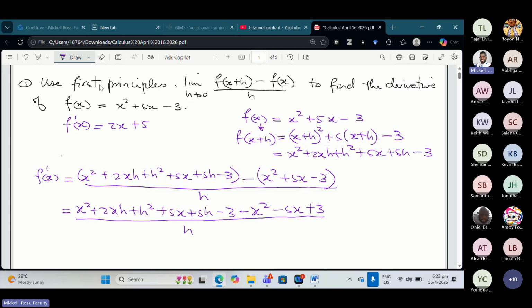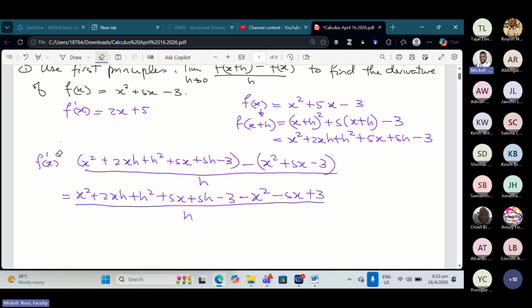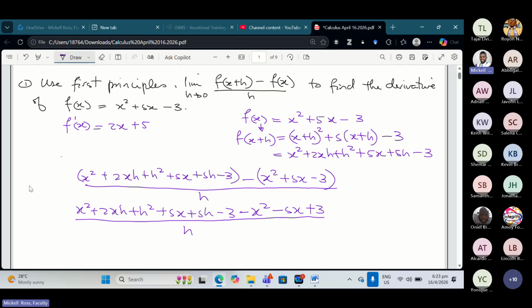Oh, sorry. Notice what I forgot in this. I didn't write the limit. I just started solving. So my apologies. You know, sometimes when you're excited to solve a problem, the limit as h tends to 0.